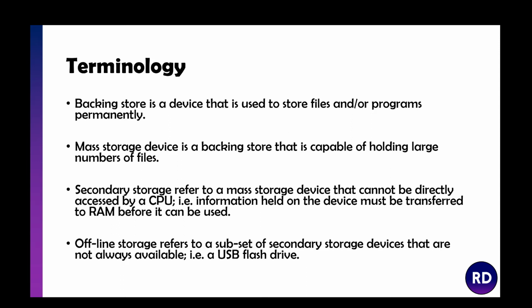A mass storage device is a backing store that is capable of holding large numbers of files. Secondary storage in general refers to a mass storage device that cannot be directly accessed by a CPU. So we have to transfer that information to the RAM before it can be used. So when you open up your game to play it, it then copies parts of the program you need into RAM for you to use. And offline storage refers to a subset of secondary storage devices that are not always available. A USB flash drive.